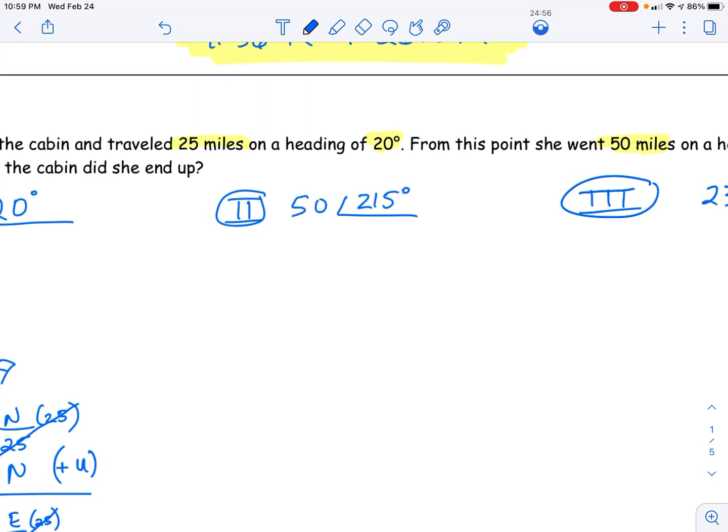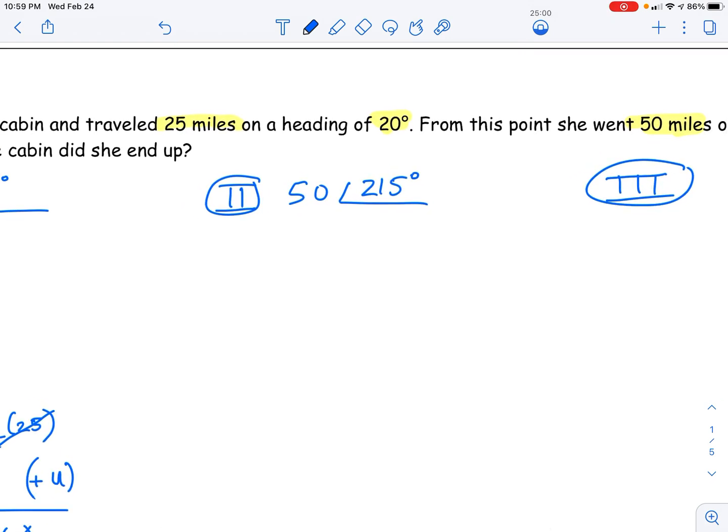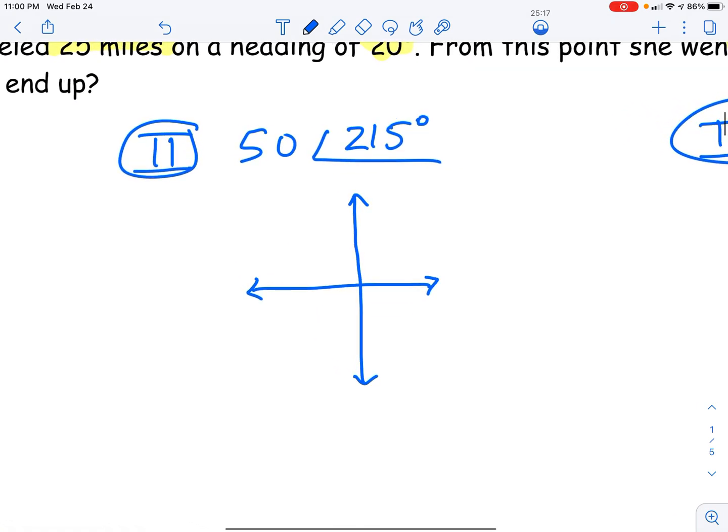Now the second vector, I can see it's going to go into the 215 degree range, which is going to be not quite into the fourth quadrant, right? And we're just passing the second quadrant. So we're going to end in the third quadrant here. So we're going to need to draw a complete coordinate plane going counterclockwise. We're going to head from here to 215.